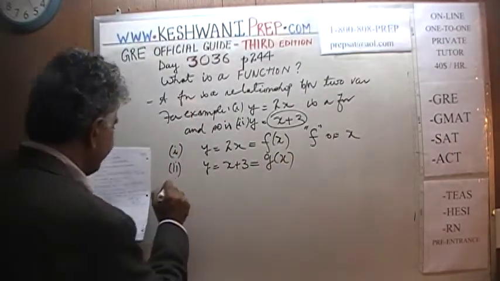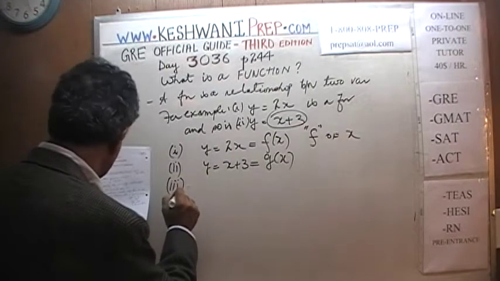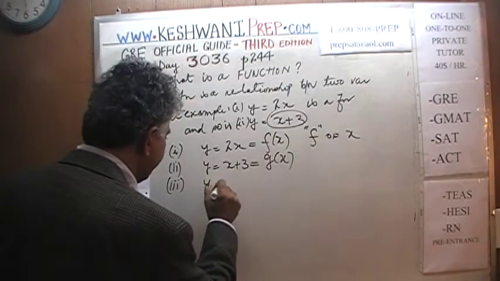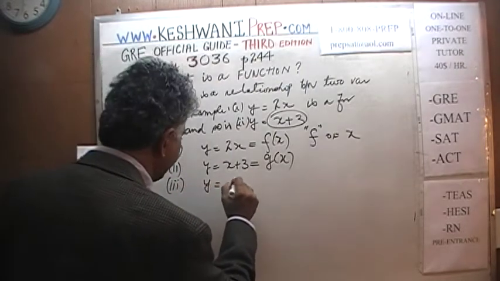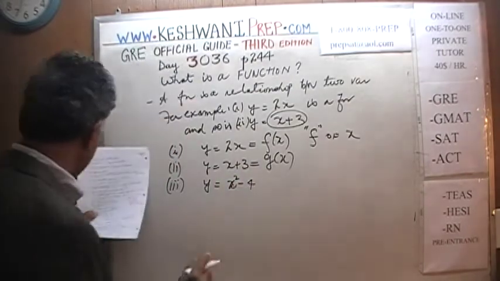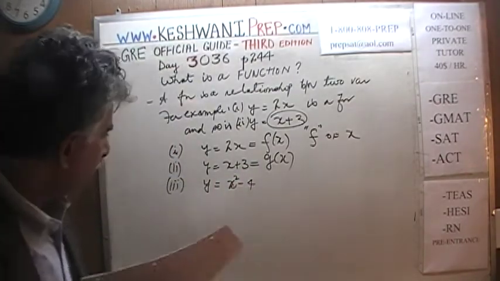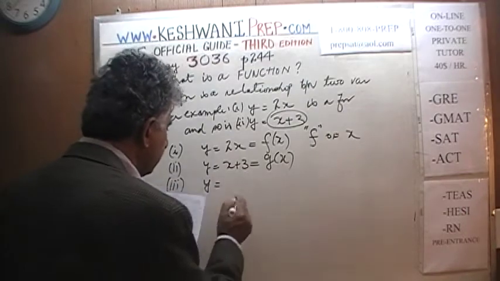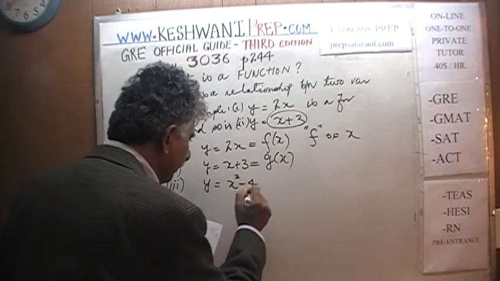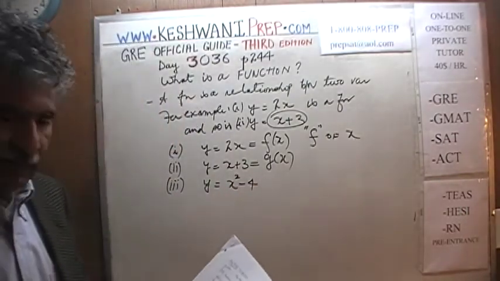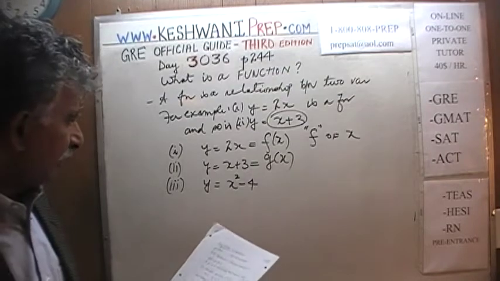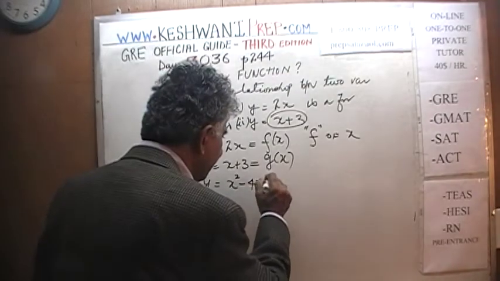Here's another one. Y is equal to x squared minus 4. Again, clearly a different relationship. Is unlike the other two that we just encountered. We have to give it a different name. Let's call it h of x.